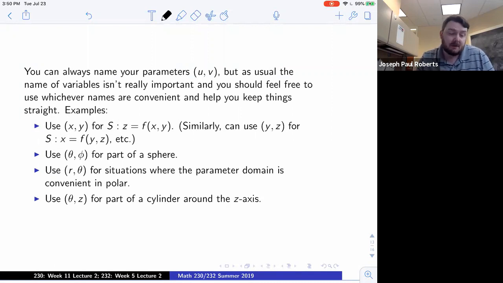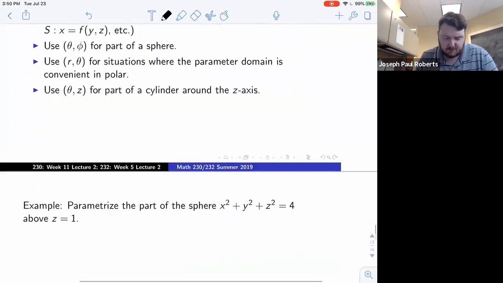If you're trying to parameterize a sphere, similar to how we said coordinates on the surface of the Earth could be latitude and longitude, well, that's pretty much spherical coordinates. So on a sphere, you could let the spherical angles be your parameters. You could let r and theta be your parameters if your parameter domain is something that's good in polar coordinates. Or if you're doing cylindrical, in the same way that for the surface of a sphere you've frozen rho at a particular value and theta and phi are allowed to do whatever they want, if you have a cylinder, then you've frozen r at a particular value, and theta and z are your parameters. So let's do a few examples.